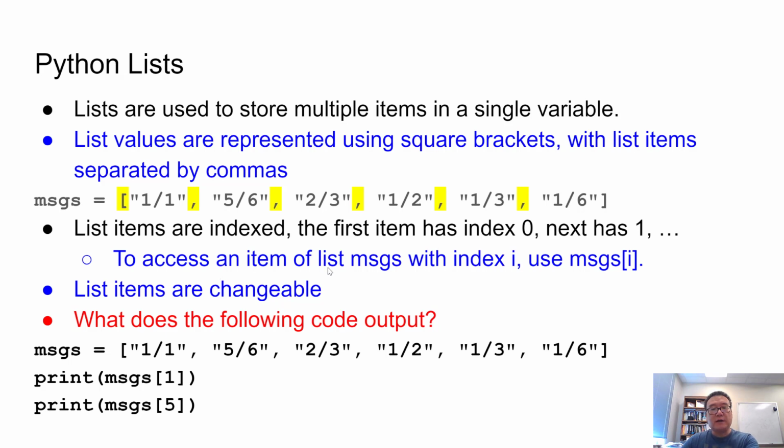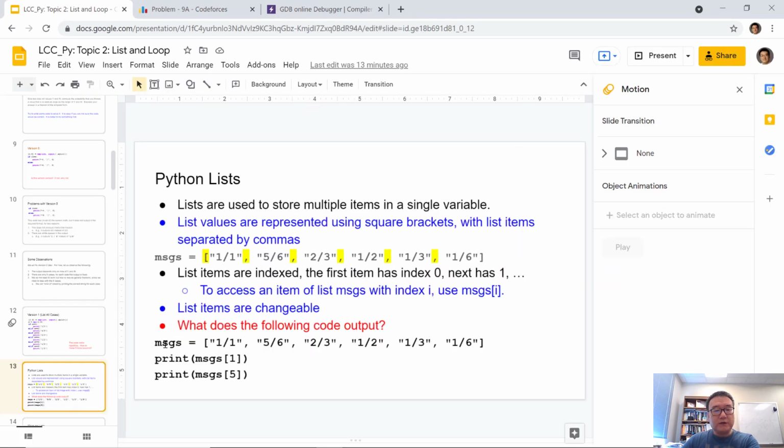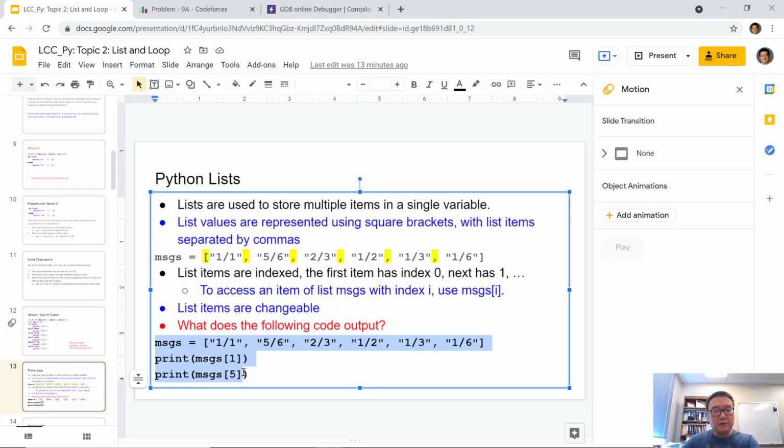And to access an item of a list, we use the name of the list, or the variable that contains the list value, and the square brackets, and then this i gives the index of the list item we want to access. And list items are changeable, so we can assign values to messages. So here we have a few lines of code. Let's run it on online GDB.